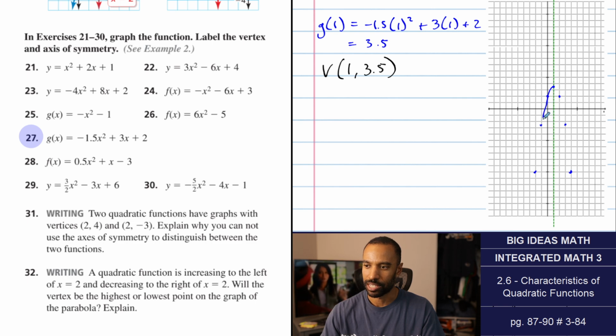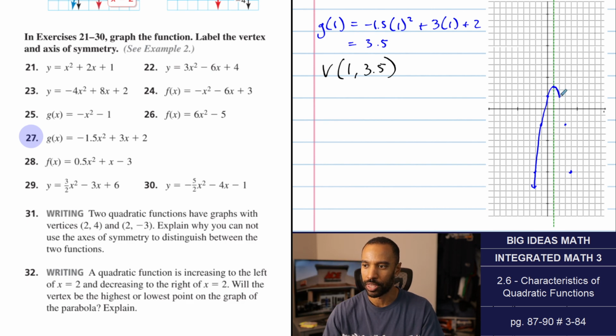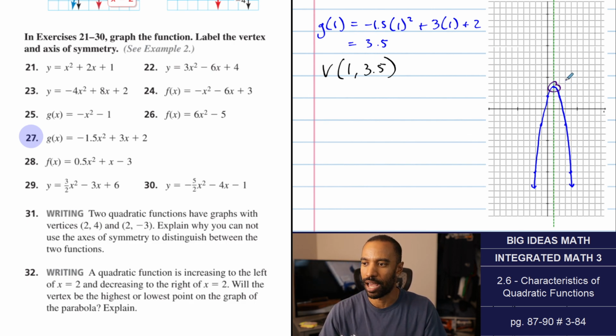Over 4, down 16. 16 times 1.5 is 24. And 24 down from 3.5 is a little too low. I think it's negative 20.5. I don't think I can be fitting that one with a 17 there. So that'll be my last point I can plot. I got my vertex, got my axis of symmetry.